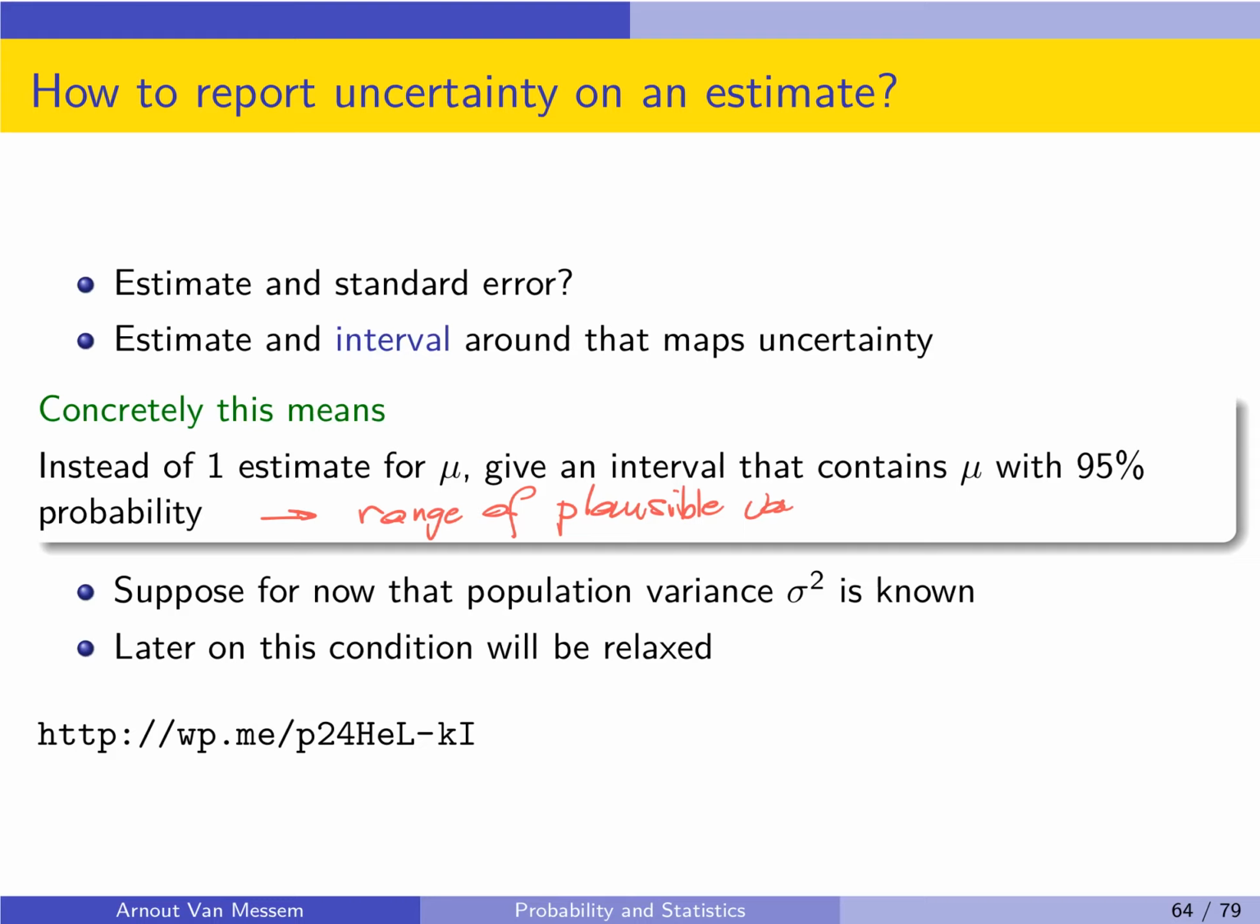So we will give a range of plausible values in such a way that in 95% of the cases, so in 95% of the studies that we execute, the true value of mu will lie inside this interval. Suppose for now that we exactly know the population variance sigma squared. Later on, we will relax these conditions. The interval that contains plausible values for a population parameter is called the confidence interval. Please follow the link on the bottom of the slide and take a look at the video clip.